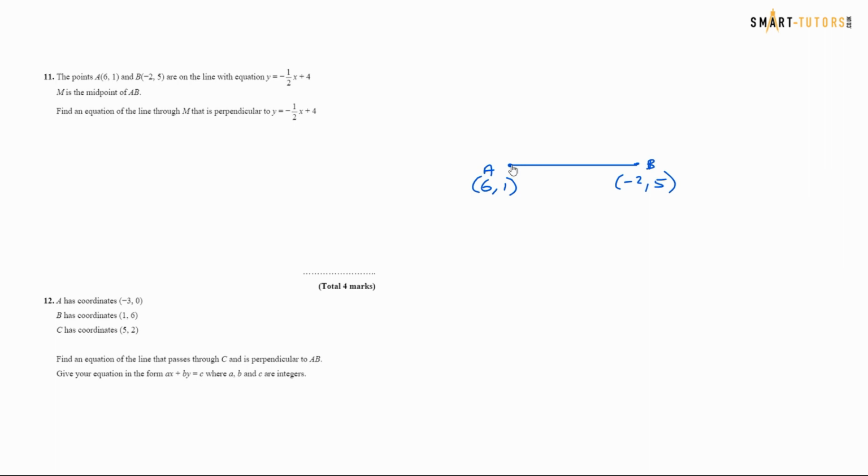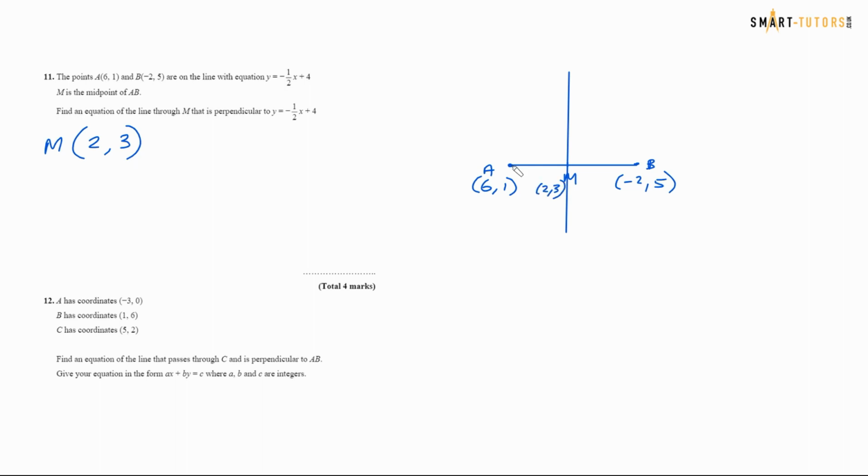And we need to find the midpoint of the AB. And we need to find the perpendicular line's equation. That is the question. Right, let's start with the midpoint. So the midpoint, we already studied how to find it: adding the x coordinates, 6 plus minus 2, which is 4. 4 divided by 2 is 2. Comma, 1 add 5 is 6, divided by 2 is 3. So (2, 3) is the M's coordinate.